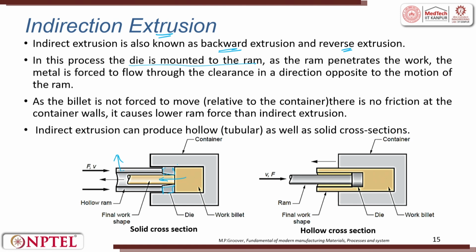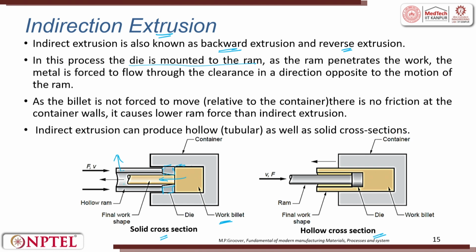So, here you have a billet, you have a ram. The ram has the orifice, cross section, final diameter, whatever you want. The die is attached to the ram and it is forced against the billet. So, you can try to produce solid cross section, you can also try to produce hollow cross section. As the billet is not forced to move, there is no friction at the container wall.